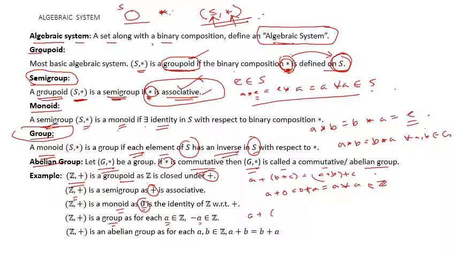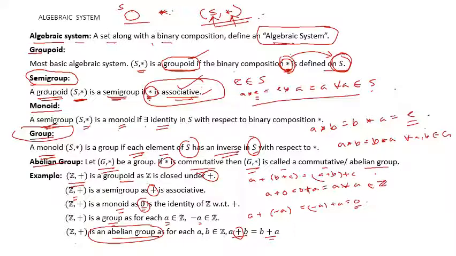Because A plus minus A equal to minus A plus A equal to 0. 0 is the identity, we have already seen. And finally, we can also say that Z plus is an abelian group because we already know that A plus B is equal to B plus A. So this binary composition plus is also commutative. Since it is commutative, then this group is also an abelian group.